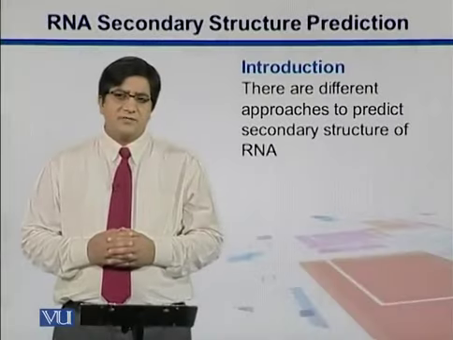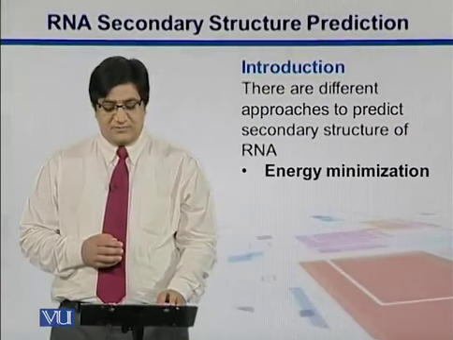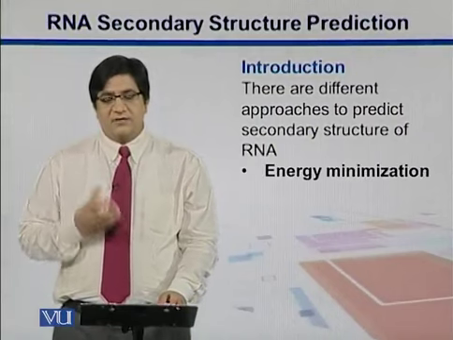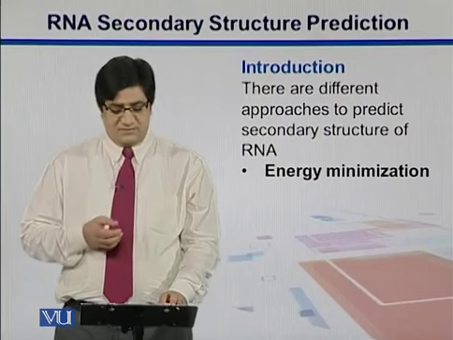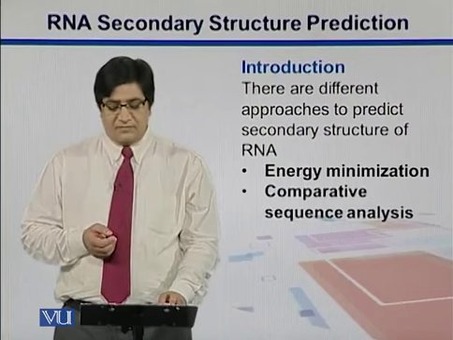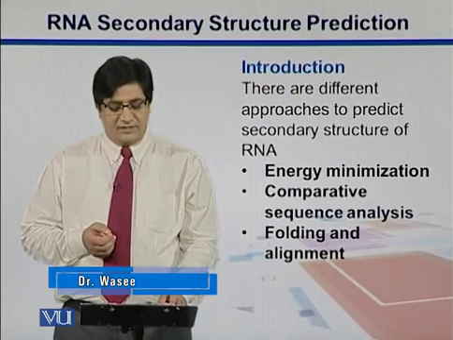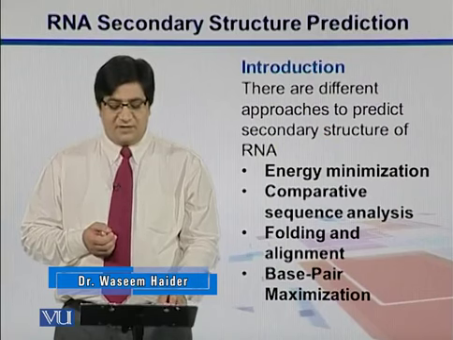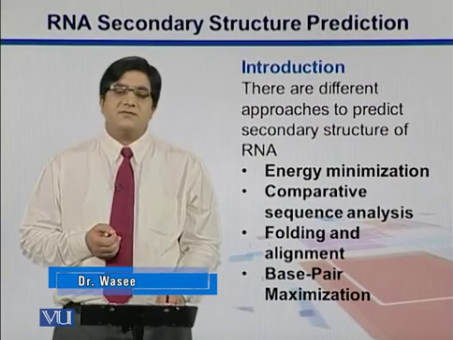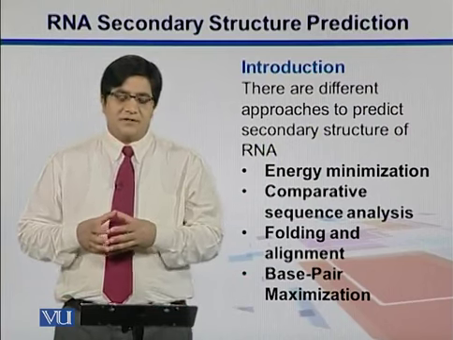There are different approaches to predict RNA secondary structures. One of them is energy minimization, where we come up with a structure such that the overall energy of the system is minimum. We can do comparative sequence analysis. We can do folding and alignment. And finally, there is another method, base pair maximization, where we try to find the structure in which the maximum number of bases are paired with one another.